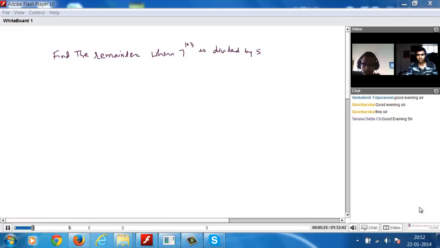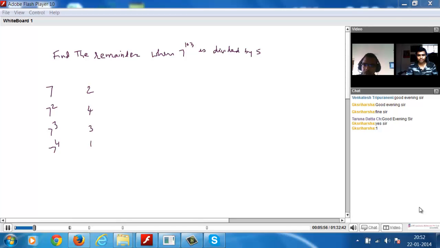Any guess? As you increase the power of 7, the remainder will go in a particular pattern. First remainder is 2, then remainder is 4, then 3, then again 1, then again 2. So it goes on like that. Is it going to repeat? Yes, sir. That's what I'm saying. I understood what you said.